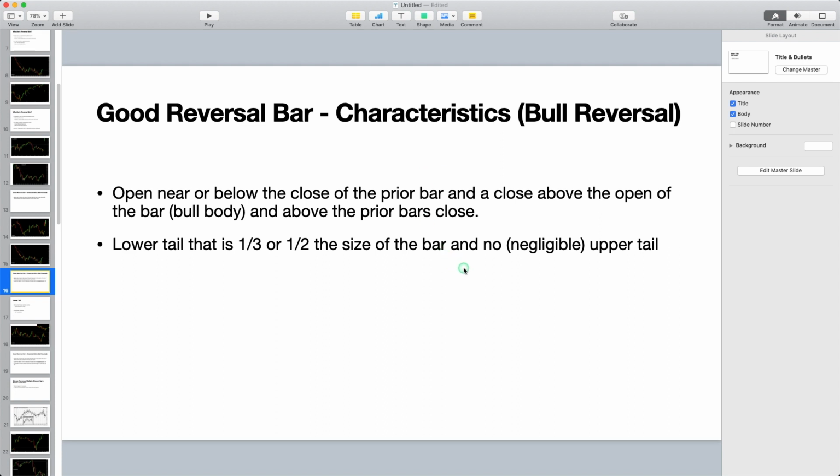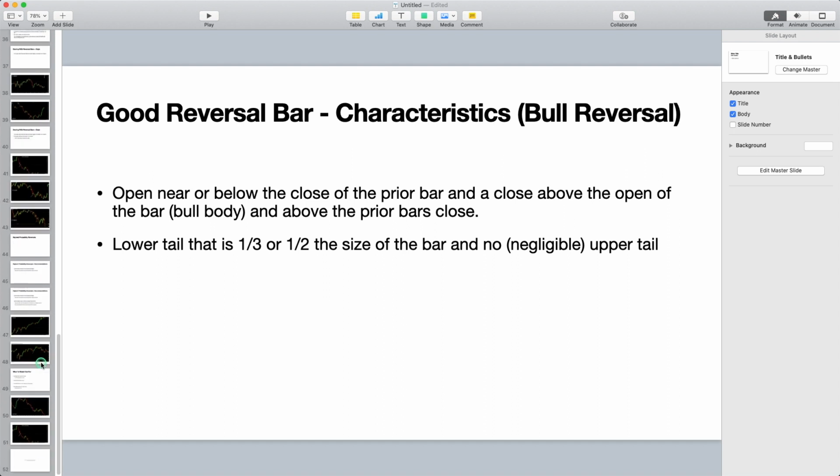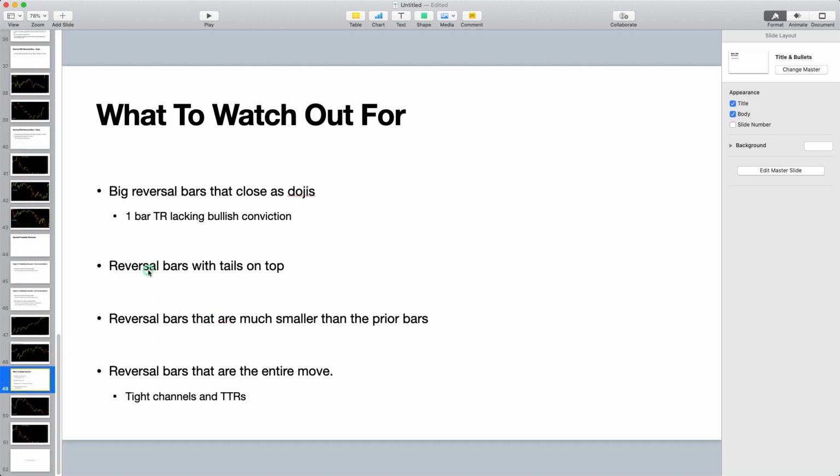We want to make sure that in a bull reversal, the bulls are owning the bar and showing enthusiasm all the way into the close of the bar, and that they don't lose that conviction into the end of the bar and create a tail on top, because that will show that the bears are still present during a bull reversal. And if a bear reversal bar has a big tail on the bottom, it means that the bears lost conviction near the close of the bar and that the bulls are still present. So ideally, we want to watch out for situations where the reversal bars have tails on top in the bull case, and when reversal bars have tails on the bottom in the bear case.